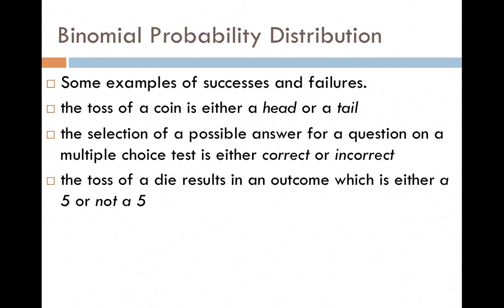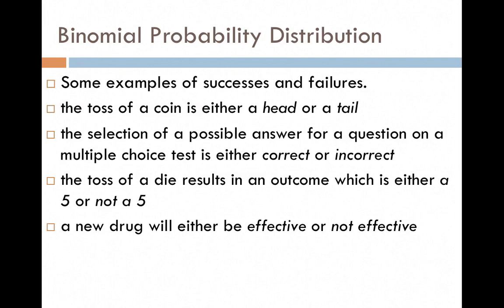Another example, the toss of a die results in an outcome which is either a 5 or not a 5. So let's suppose that we are interested in getting a 5. Rolling a 5 would be considered success. Anything else, not a 5, would be considered a failure. A new drug will either be effective or not effective. So if it's effective, we can consider that a success. If it's not effective, we can consider that a failure.